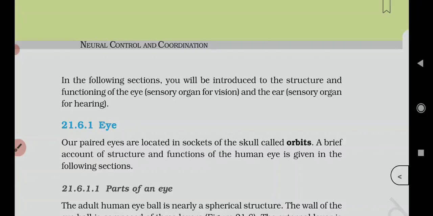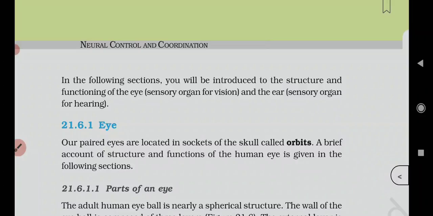The inner layer is the retina. So what is retina? Retina is the membrane in which the image of the eye is formed. It's like a screen. So the image is formed on the retina. So the inner layer is the retina, and it contains three layers of neural cells. How many layers? Three layers, from inside to outside.